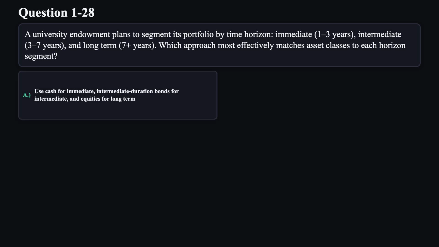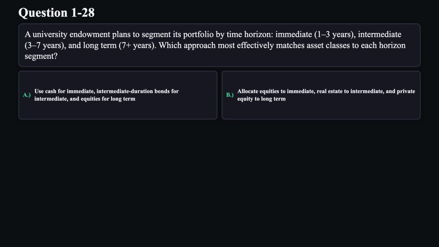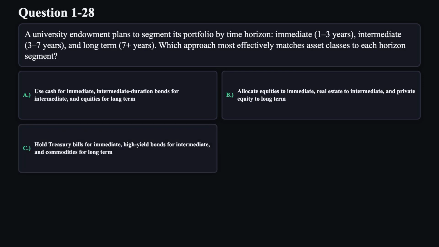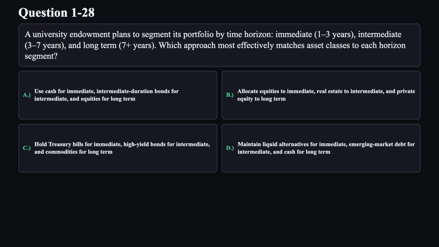A. Use cash for immediate, intermediate duration bonds for intermediate, and equities for long term. B. Allocate equities to immediate, real estate to intermediate, and private equity to long term. C. Hold treasury bills for immediate, high-yield bonds for intermediate, and commodities for long term. D. Maintain liquid alternatives for immediate, emerging market debt for intermediate, and cash for long term.